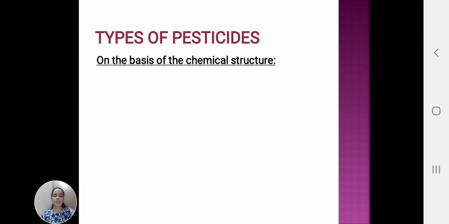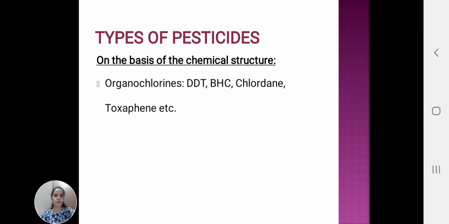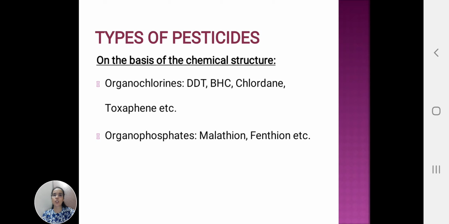Now, types of pesticide. Pesticides are classified differently. They can be classified on the basis of their chemical structure, on the basis of the target group of pests they attack, on the basis of mode of their formulation, and on the basis of mode of entry into the target pests. On the basis of the chemical structure, pesticides can be organochlorines, DDT, BHC, chlordane, toxaphene, etc.